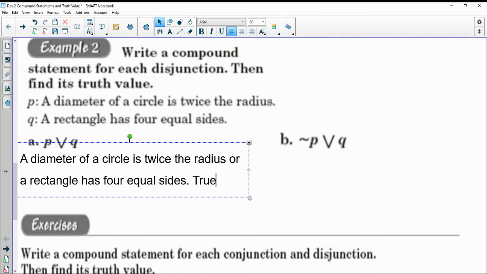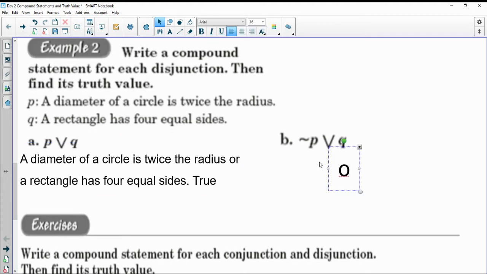Okay, and then this one says a rectangle has four equal sides. That can happen. Usually it's a square or a rhombus that have to have four equal sides. So a rectangle can have four equal sides. Okay, but that doesn't really matter. If one of them is true for an or, then you're good to go. All right, so for this next one, this says not P. So not P means diameter of a circle is not twice the radius.